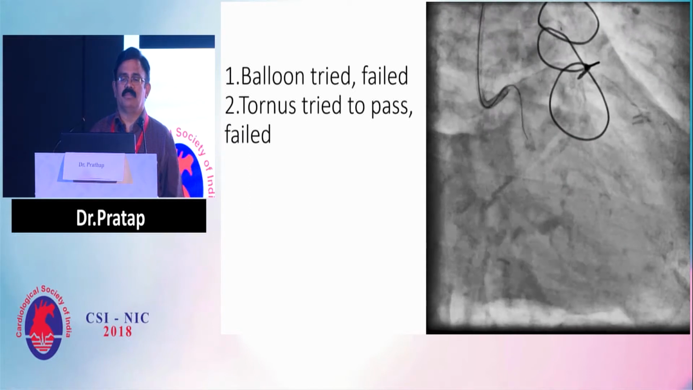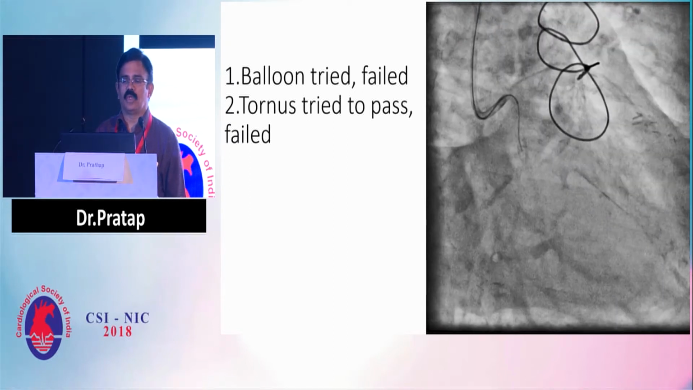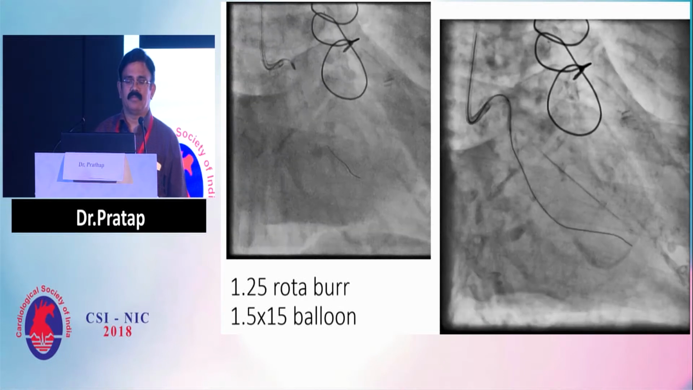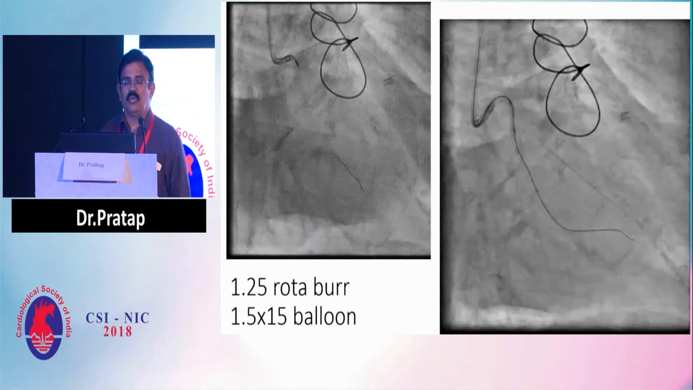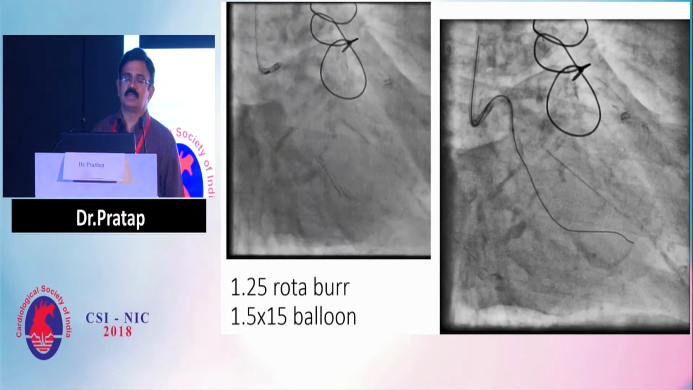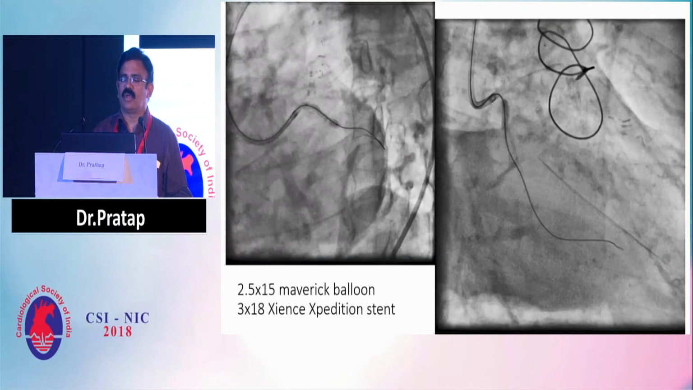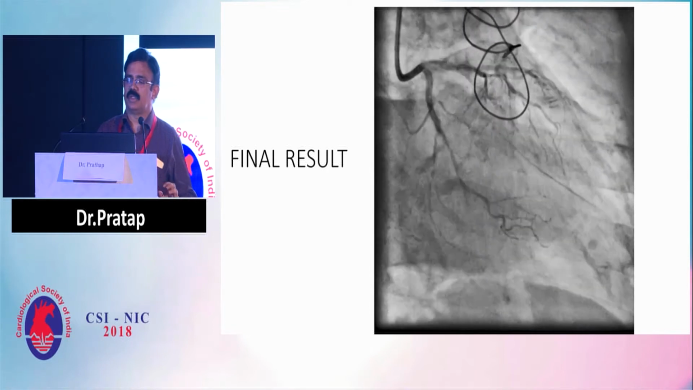I passed the balloon, actually tried, failed, and the Tonus tried to pass. Tonus could not go down. And I used a rotablator, 1.25. Actually, by seeing the old angiogram, I passed the wire down, 1.25 rota. Then rota just touched the proximal part, nothing, it never went down. Then I took a 1.5 millimeter balloon. Finally, the patient came out.